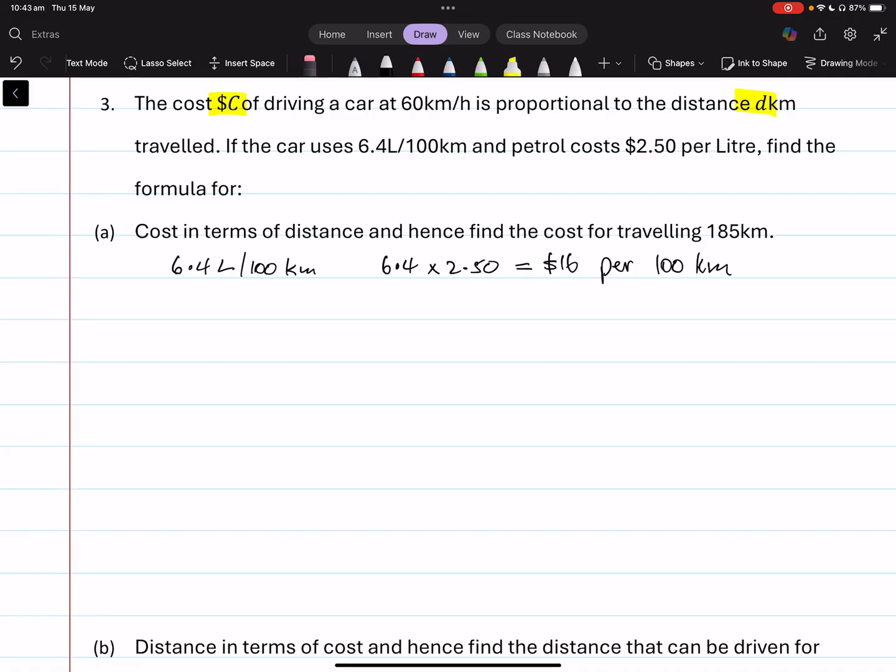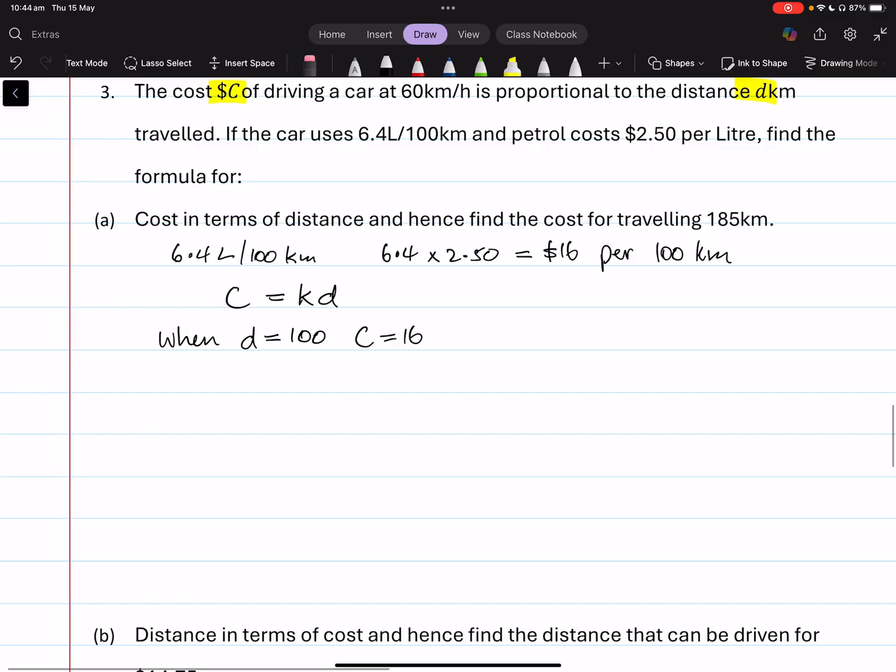Now we know that for the car, the cost of driving the car is proportional to the distance, so the cost is a multiple of the distance. So there's our formula again. I've put our K in. Could use an M, but we're choosing to use K here. C equals KD. And now we're going to say that when the distance is equal to 100, the cost is equal to 16.